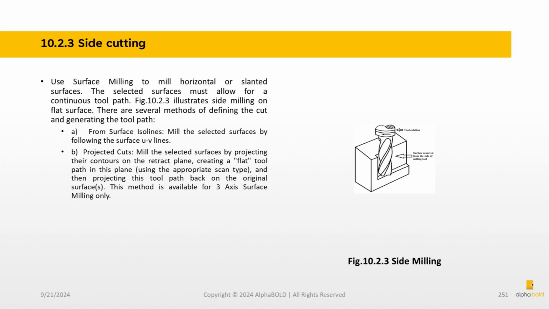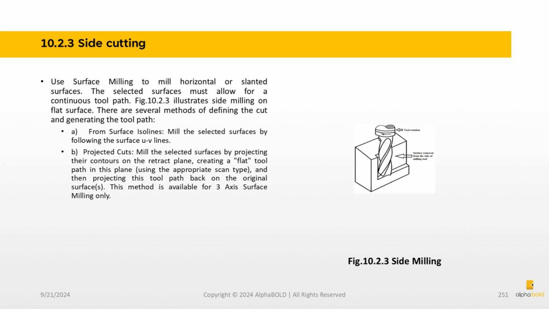Use surface milling to mill horizontal or slanted surfaces. The selected surfaces must allow for a continuous tool path. The example illustrates side milling on flat surface. There are several methods of defining the cut and generating the tool path. A. From surface ISO lines. Mill the selected surfaces by following the surface UV lines.